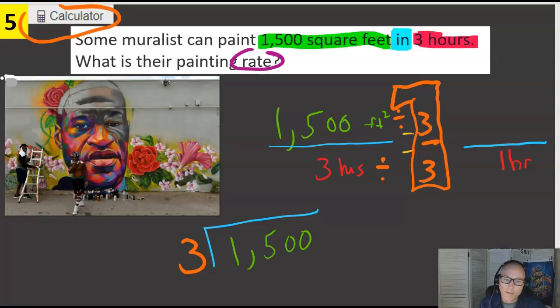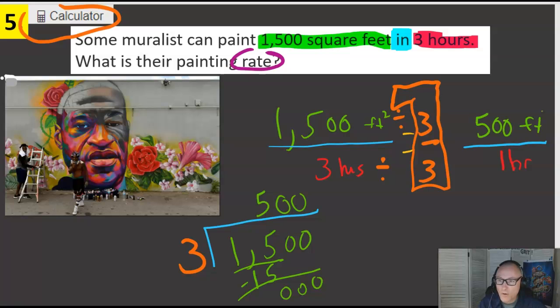1,500 divided by 3. I know 3 goes into 15 5 times. I know that's 15 right there. Look at this, I don't need a calculator. If you use a calculator, that's fine. So it's just 0, 0. That's it. It's 500. 500 per hour. 500 square feet per hour.